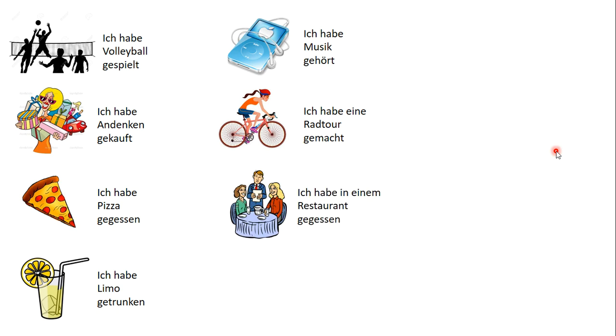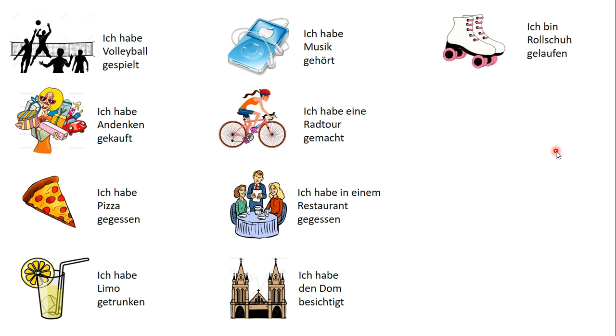Ich habe in einem Restaurant gegessen. I ate in a restaurant. Ich habe den Dom besichtigt. I visited the cathedral. Ich bin Rollschuh gelaufen. Ich bin Ski gefahren. Be careful how you pronounce the word for ski because it looks like ski, like in English, but you pronounce it Ski. Ich bin Ski gefahren.